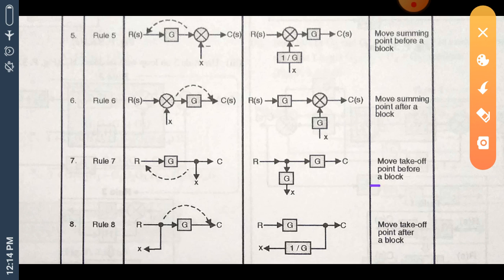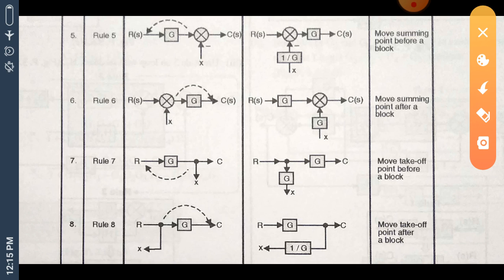Next, move a takeoff point before a block. See friends, this is a takeoff point from where we can take feedback from output to input. Now if we have to move this takeoff point before a block, then we have to add a block as it is in the path of X, which will give us an equivalent circuit as it was previously.